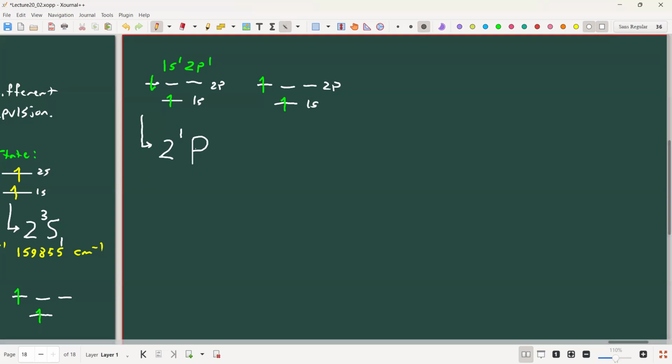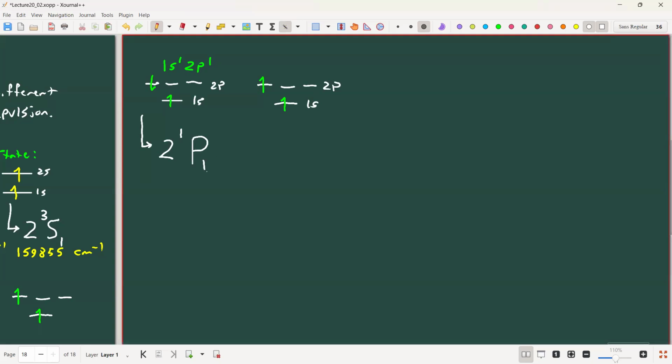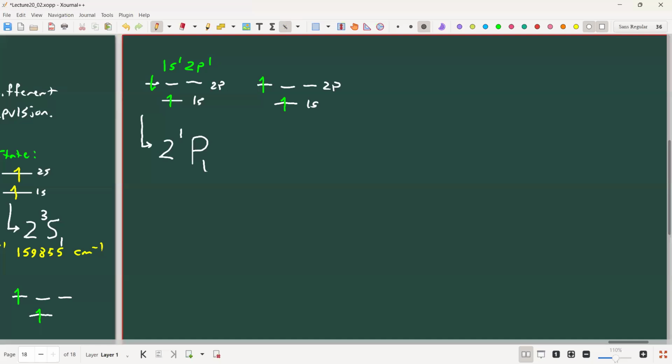And what is the total angular momentum J? Well, the spins are flipped, so the spin is 0, and there's only one unit of angular momentum, which is the p electron. So J is one. So this is what's called the singlet P state, J equals one. Now, what about the other one?